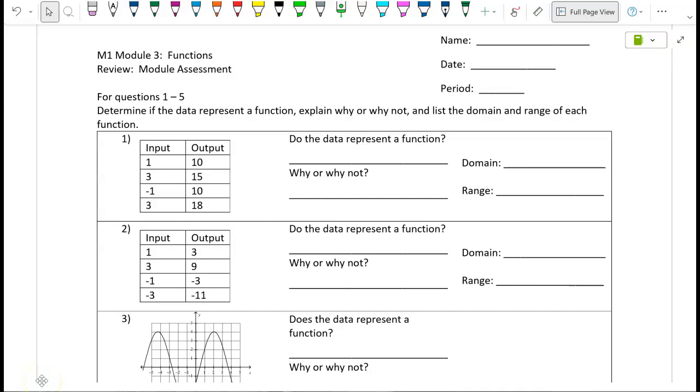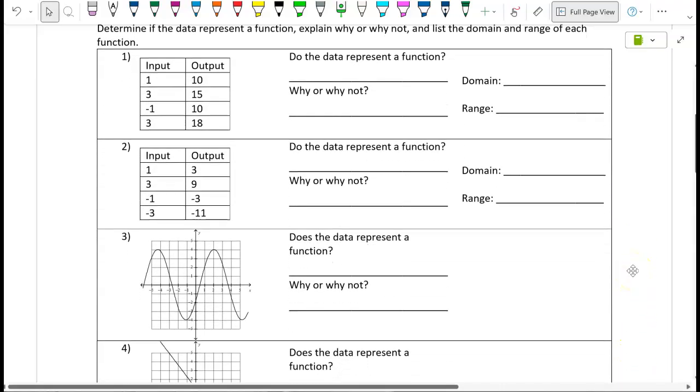All right, so on this first section, determine if the data represent a function, explain why or why not, and list the domain and range of each function, though we're only doing domain and range for 1 and 2. When I am looking at a table of values or a set of ordered pairs, what am I focusing on to determine if they are a function?